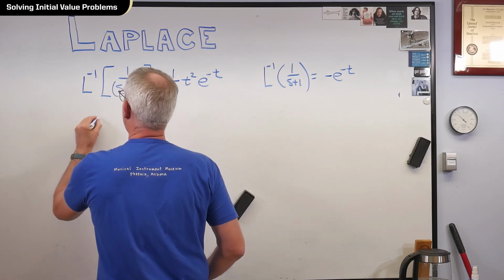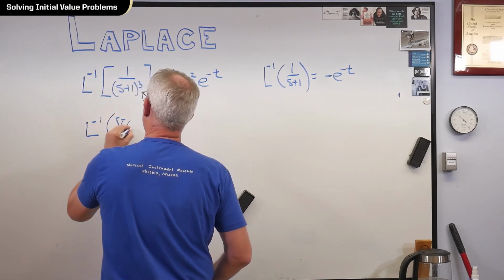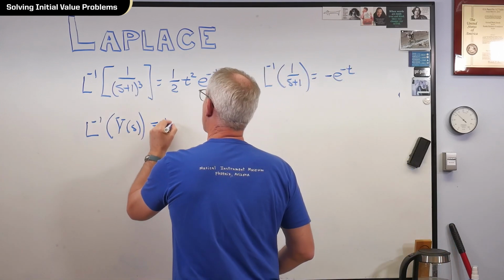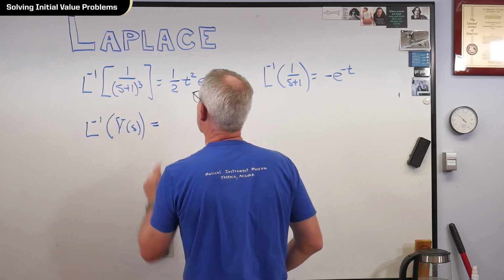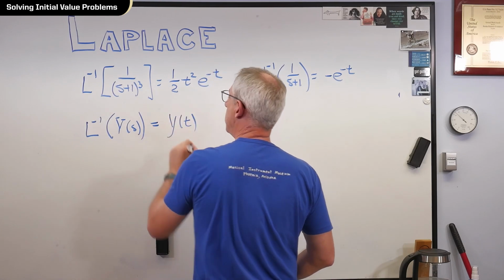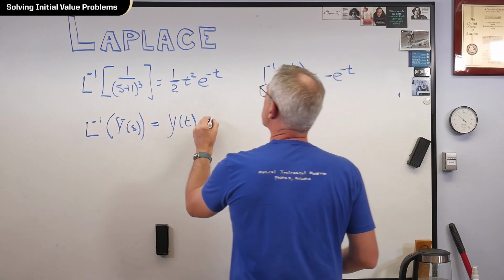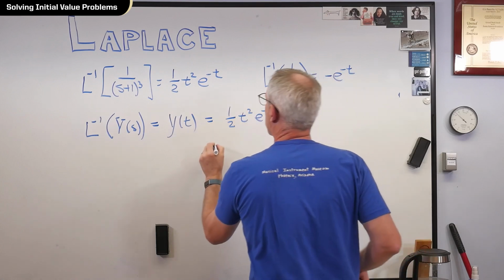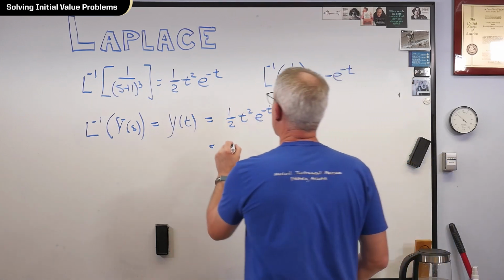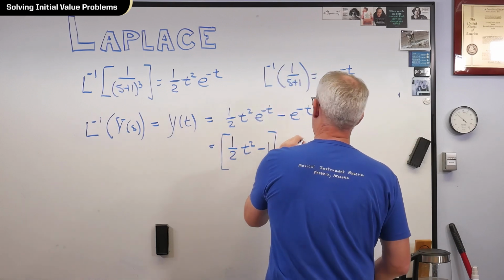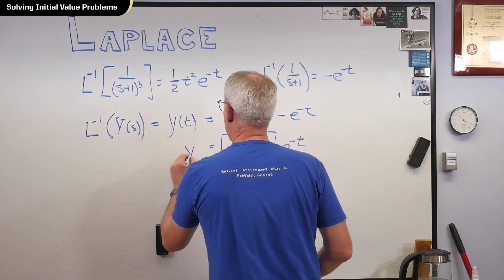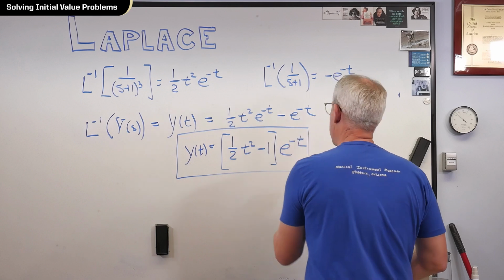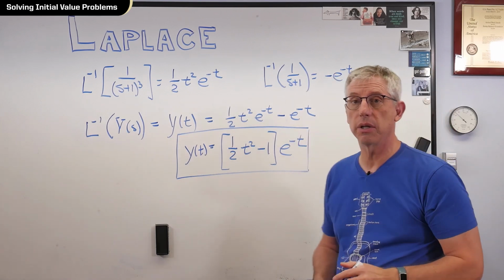Just to make sure we know, the inverse transform of Y of s is y, not capital anymore, y of t. We know that's this, so 1/2, okay, just the last little bit of algebra here. There we go. After all that, that's the solution to the differential equation.